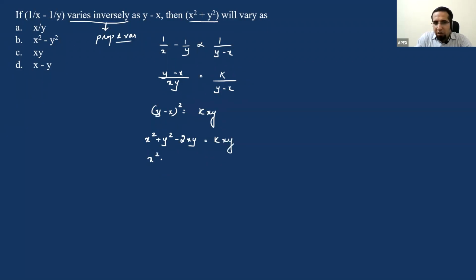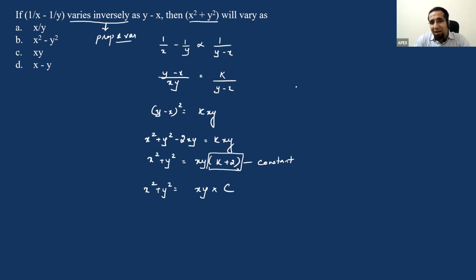Or if I bring all the like terms together, I have x square plus y square is equal to xy common. That becomes k plus 2. Now remember, k is a constant and 2 is also a constant, right? That means this whole thing can be termed as a constant. So in short, you have x square plus y square is equal to c times xy, let's say I'm replacing this with a c, or we can directly write that x square plus y square varies directly with xy. So this is a very easy question, guys.